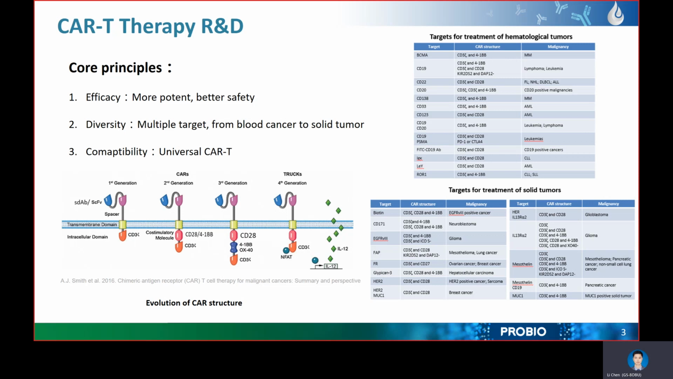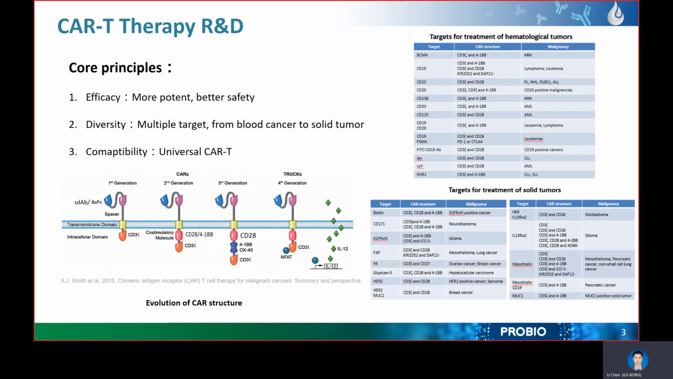Compared to antibody drugs, CAR T therapy comes with a much shorter history. However, it has evolved rapidly since its birth, and there have been 4 generations of structure design within a couple of years. Nowadays, the R&D trend of CAR T therapy lies in 3 aspects: efficacies, diversity, and compatibilities.